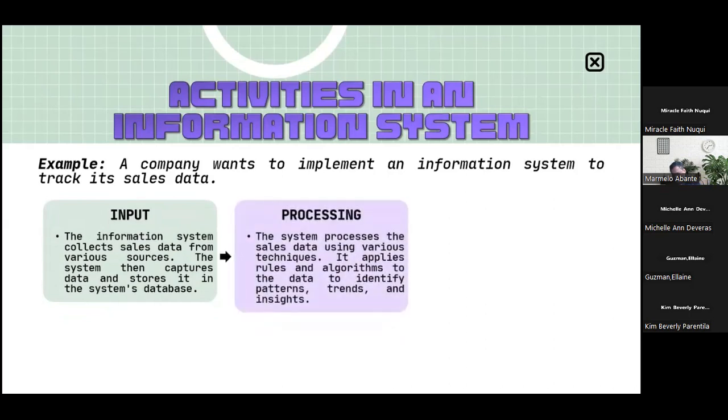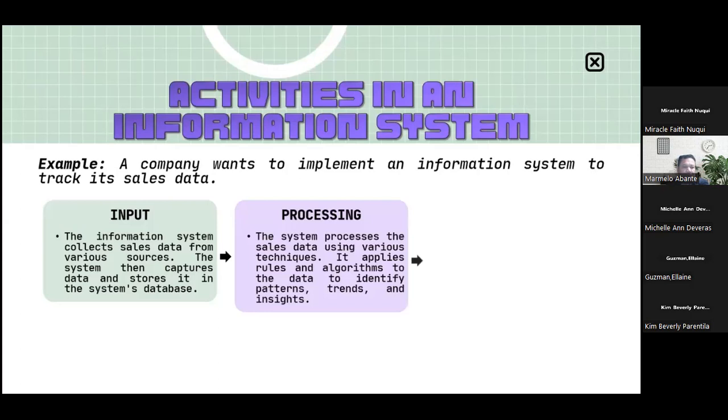Process. The system processes the sales data using various techniques such as data mining and statistical analysis. It applies rules and algorithms to the data to identify patterns, trends, and insights. For example, the system might identify that certain products sell better during specific seasons or that customers of a certain age group tend to buy certain products more often.